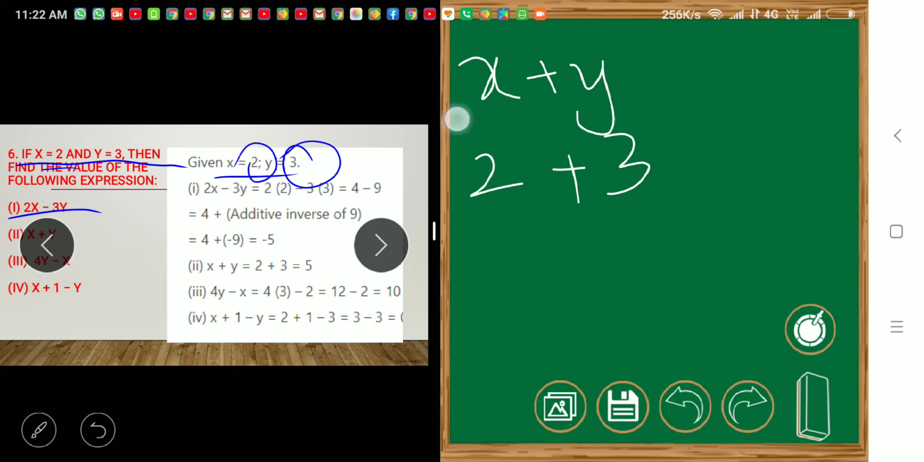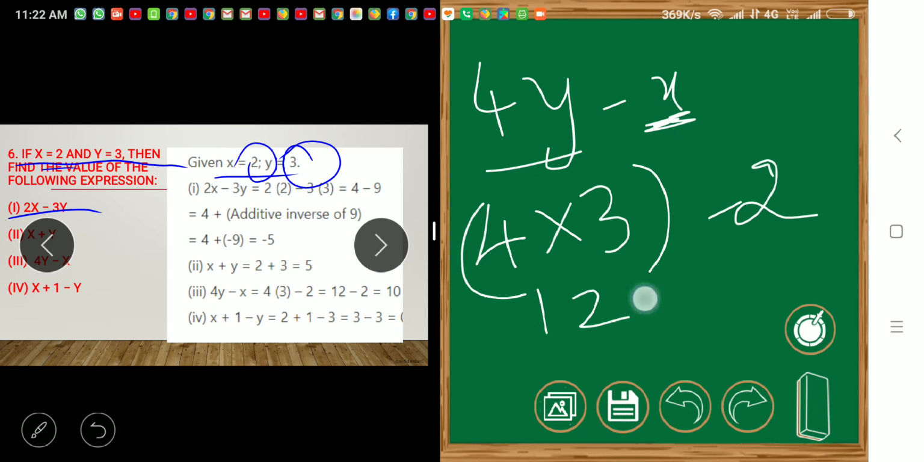Next one, 4y minus x. It is in multiplication. So 4 into the value of y, which is 3. Put it in a bracket, minus, and the x value we need to write. What is the x value? It is 2. 4 3s are 12. Minus symbol, you write 2. So 12 minus 2 gives you 10. 12 is the bigger number and it is plus, so we can show the answer also as plus. So the answer is 10.